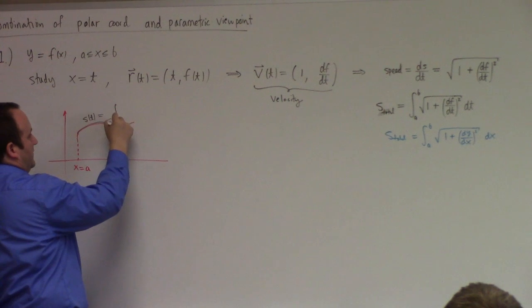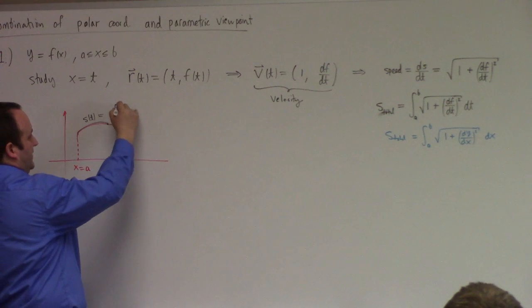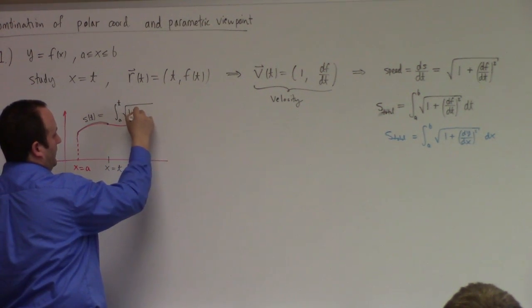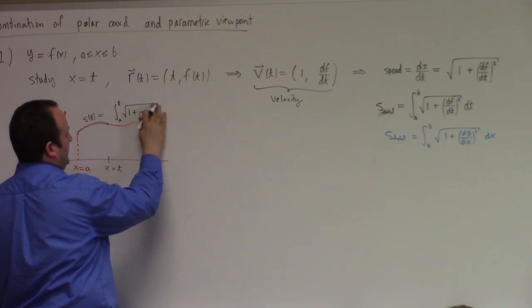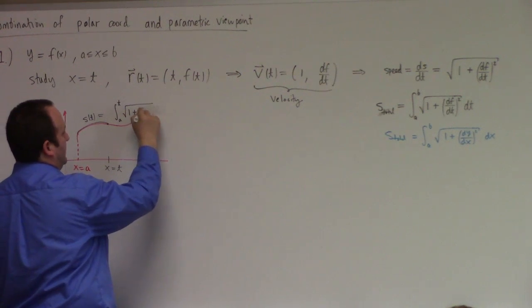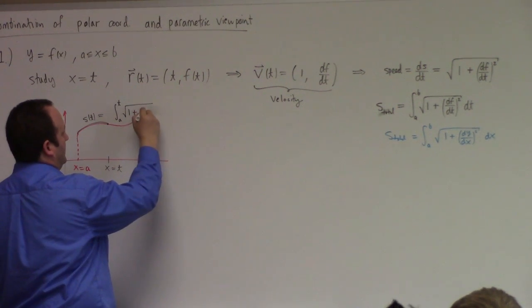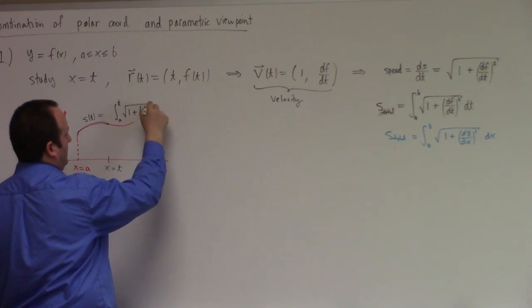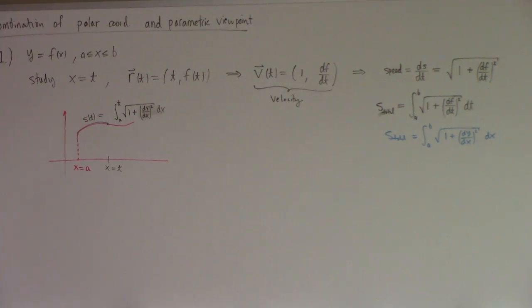You do what? The integral from a to t of the speed, right? Sorry, I'm going to shy away from the prime notation here. I'll use df dx, it's easier to see. Well, let me use y, dy dx. So there you go, that would be the arc length function.